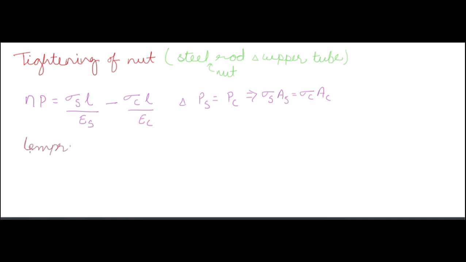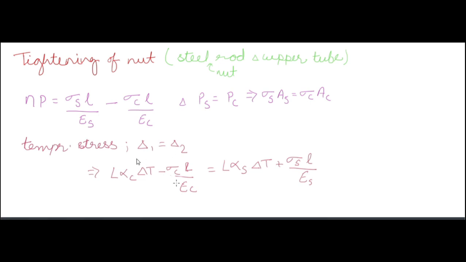Now temperature stress. Along with this tightening of the nut, if you are also facing a temperature change, then once again delta 1 is equal to delta 2 because both are joined together. So L alpha C delta T minus sigma C into L by EC is equal to L alpha S delta T plus sigma S L by ES. Same thing happening here: copper has a higher coefficient of expansion, so it tries to expand more, but the steel is pulling it back.